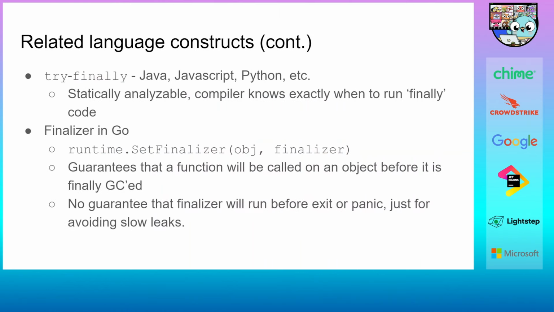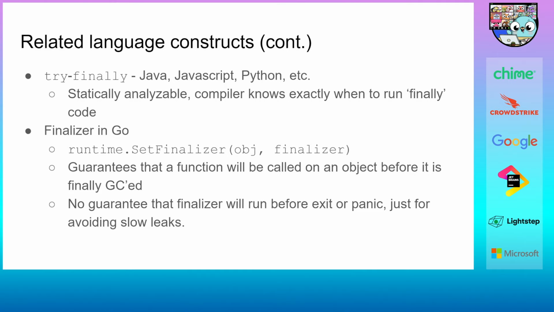Another way to express the idea of guaranteed cleanup is the try finally statement. As you know, the block following the try keyword is first executed, and then the code following the finally keyword is guaranteed to run, regardless of whether the try block finished normally or had an exception. This approach works for garbage collected languages, and so it's used for Java, JavaScript, and Python, among other languages. Like RAII, the try finally statement is static and fully analyzable by the compiler.